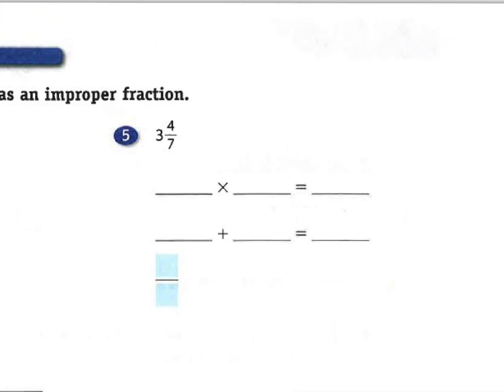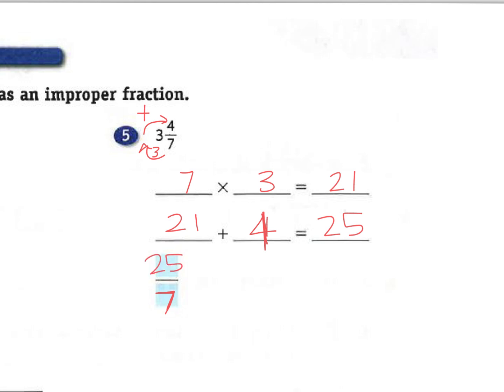Let's do the same thing over here. We're going to do our little circle thing. We're going to do 7 times 3 equals 21. And then we go up this way and we add the 4. So we do 21 plus 4. Oops, that's messy. Equals 25. Well, we know the denominator stays the same as sevenths, and then we would write 25 sevenths.